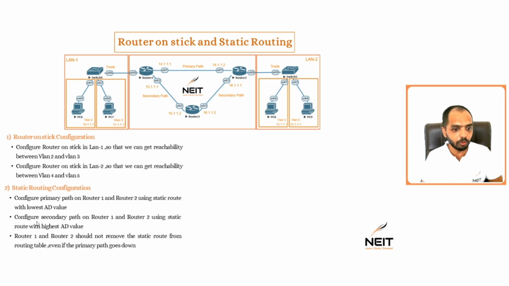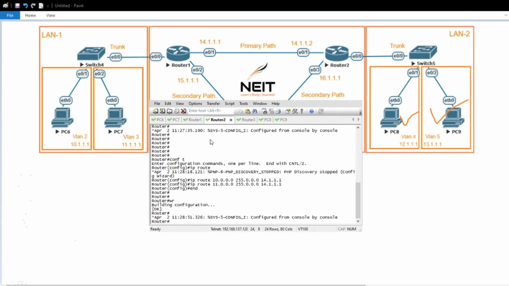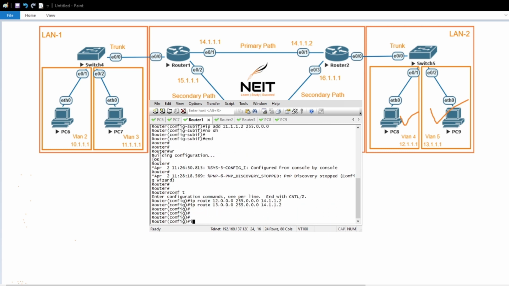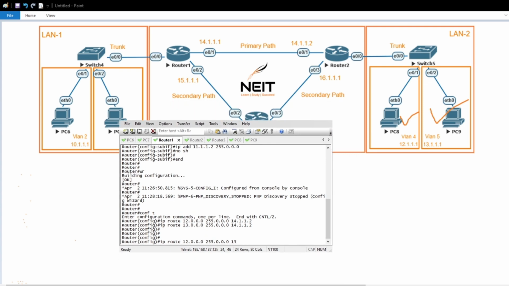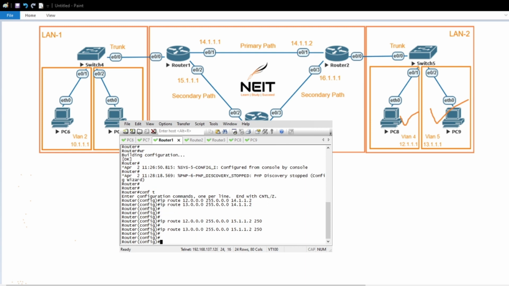Now after that we have to configure the secondary path on router 1 and router 2 using a static route with the highest AD value. So now we will add the secondary path on router 1 first. The secondary path for 12.0.0.0 will be via 15.1.1.2, and the AD value will be, let's say the highest is 250, so we will configure 250. And for 13 also the next hop will be 15.1.1.2 and the AD value will be 250.